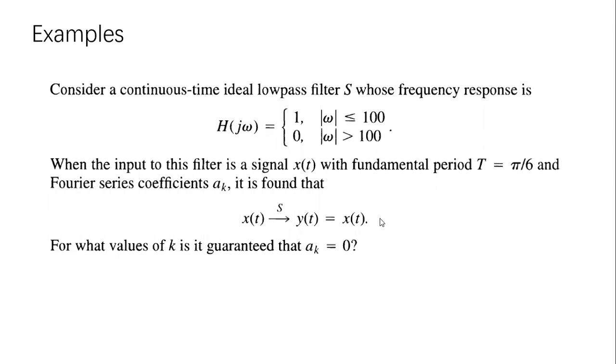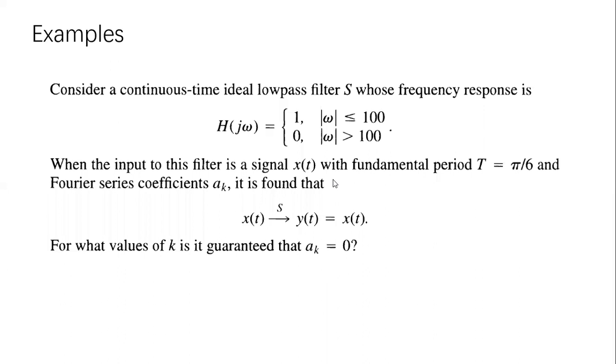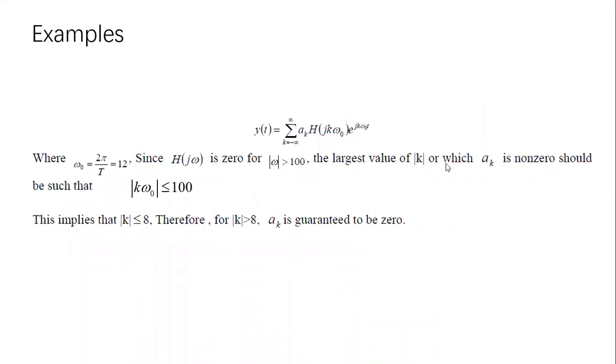So we also need to calculate the fundamental frequency of the signal. ω0 is equal to 2π over T, it is 12. Because the frequency response has two parts, when the absolute value is smaller than 100 and when the absolute value is larger than 100, we need to find the corresponding case when the absolute value of kω0 is smaller than 100 or larger than 100. So when it is smaller than 100, we find that the absolute value of k is smaller than or equal to 8. It means that k takes the value from minus 8 to plus 8.